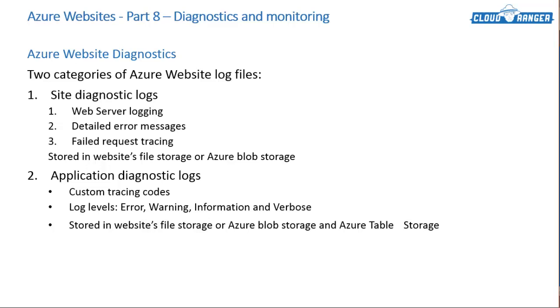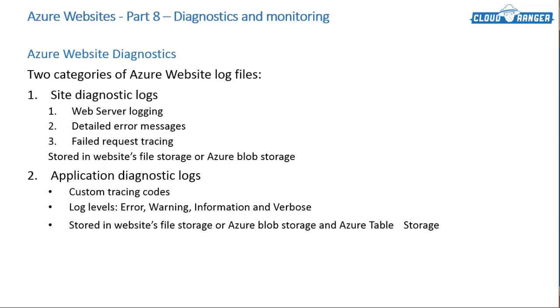In site diagnostic logs, we have web server logging, and these are basic HTTP events on a website. It's in W3C format, and these are present in IIS as well. And then we have the detailed error messages. These are logs for things like HTTP 400 and above, so error 400, error 401, 500. Anything that's 400 and higher would be part of these detailed error messages.